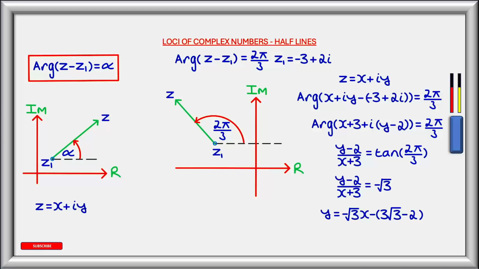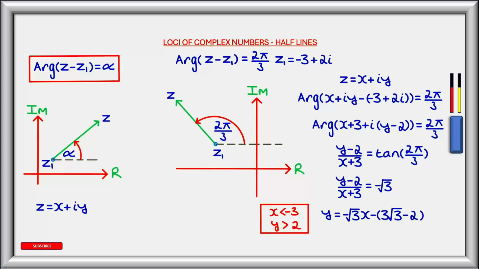And multiplying both sides of the equation by x plus 3 gives us a Cartesian equation where y is equal to minus root 3 times x minus, in the bracket, 3 root 3 minus 2. And the domain of this equation is where x is less than minus 3 and y is greater than 2. And you'll note that these coordinates are the origin of the half-line.